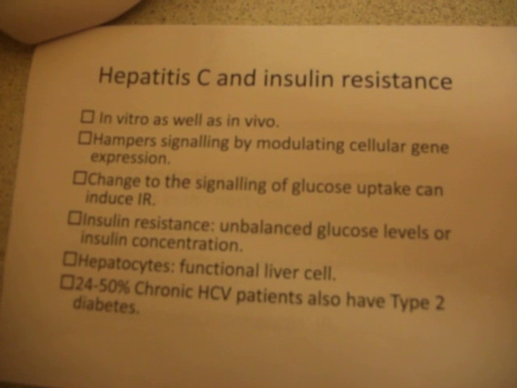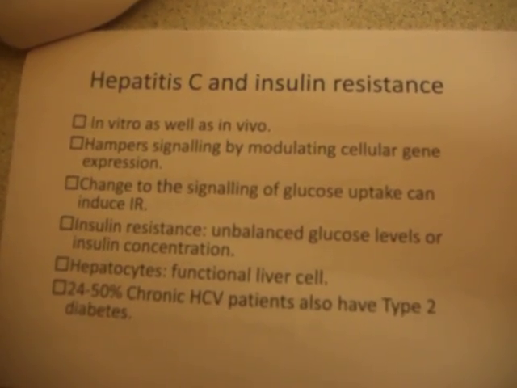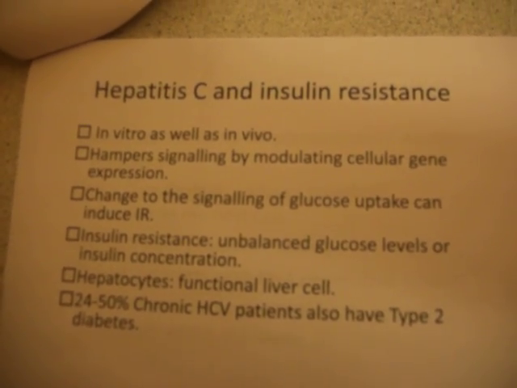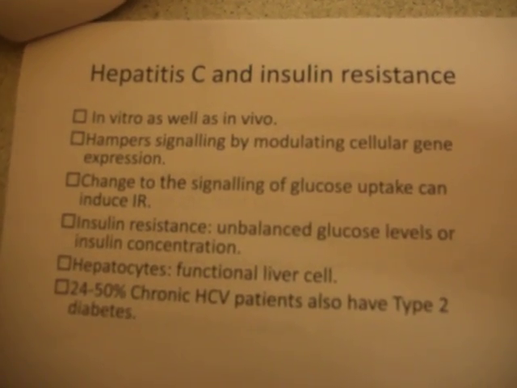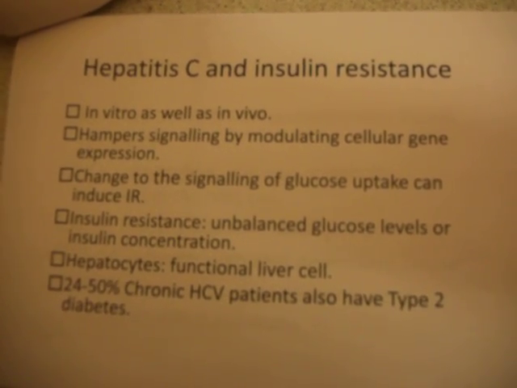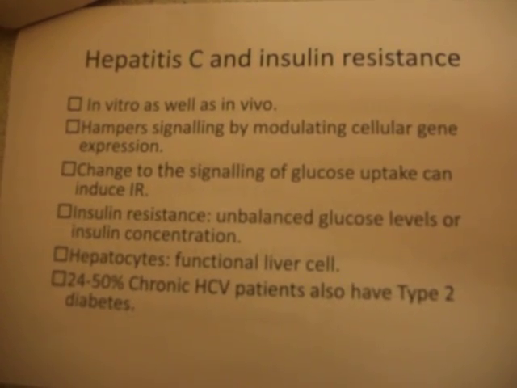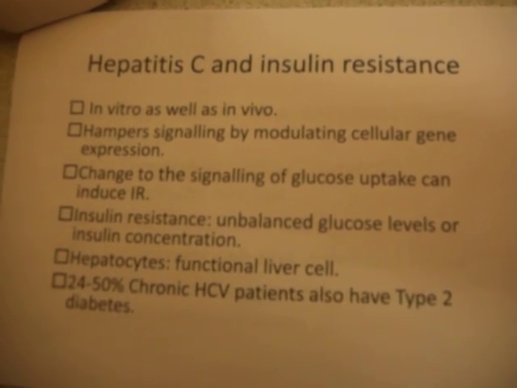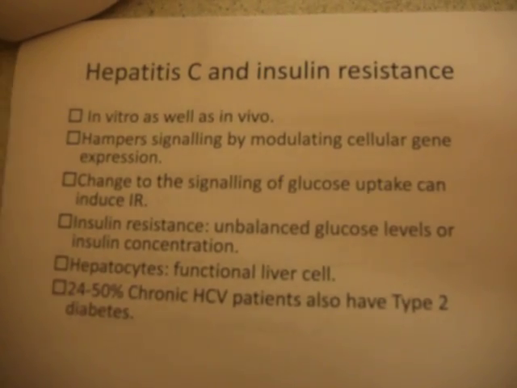Any change to the signalling of glucose uptake is likely to induce insulin resistance. Insulin resistance is a condition where the body is unable to maintain homeostasis, in this case the maintenance of either glucose levels in the body or normal insulin concentration. HCV infects the hepatocytes, which are functional cells in the liver that carry out metabolic, endocrine and secretory functions, which eventually leads to insulin resistance and type 2 diabetes. Type 2 diabetes prevails in 24 to 50% of chronic HCV patients.